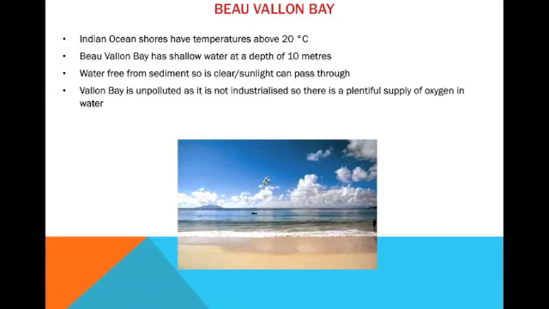So, quick summary. In Bovalin Bay, the Indian Ocean shores have temperatures above 20 degrees Celsius. The bay has shallow water at only 10 meters deep. The water is free from sediment, so sunlight can pass through. And the bay is unpolluted as it's not industrialized, so there's lots of clean oxygen in the water.